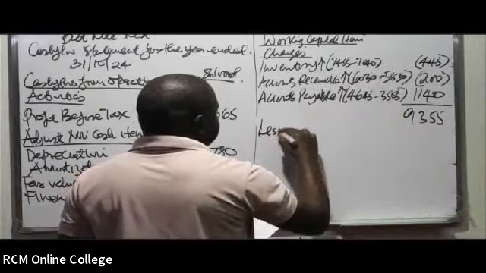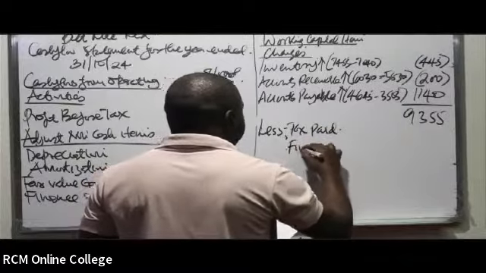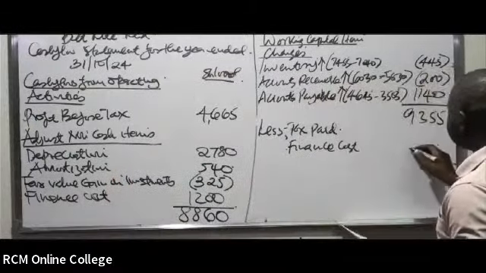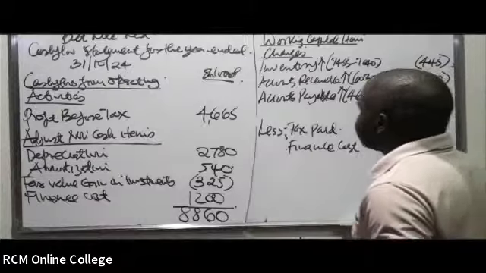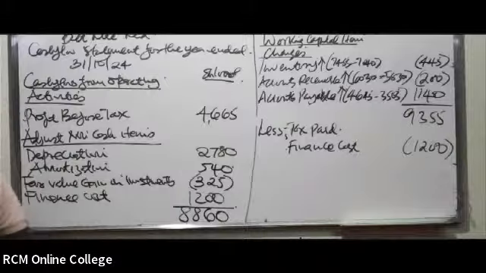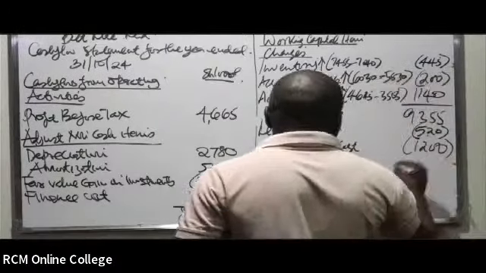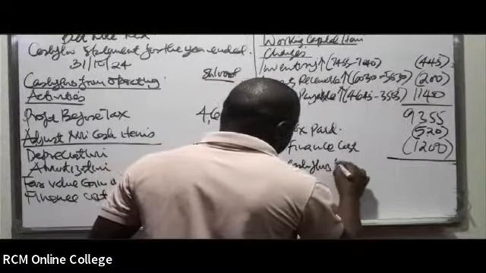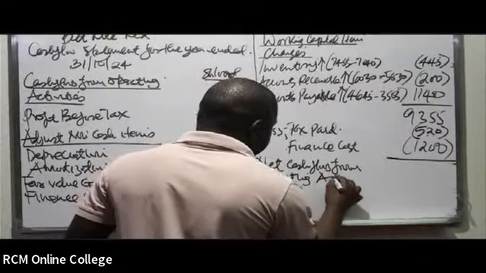So less tax paid. This one you've already been able to compute. Then less the finance costs. The finance cost is here, so you'll just deduct the same figure, 1200. Then the tax paid, we've also done in the income tax expense. It was coming to a figure of 520. So we deduct 520. With these ones now, we can come up with the net cash flows from operating activities.